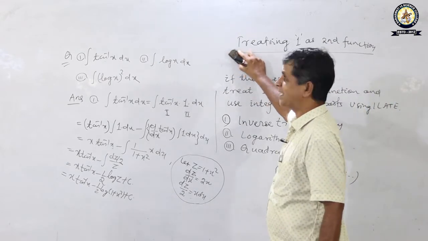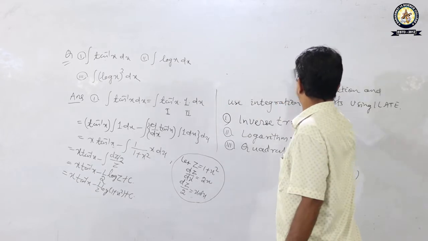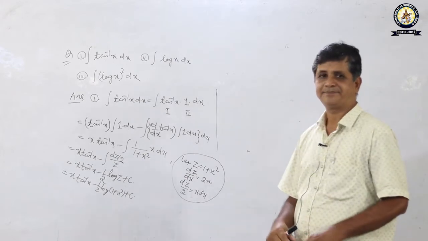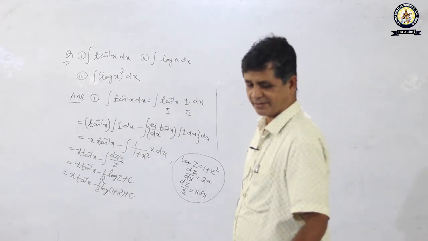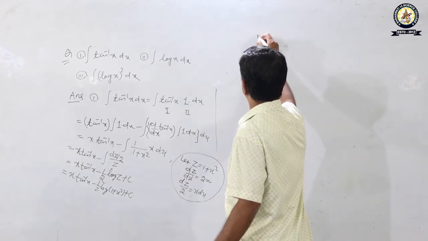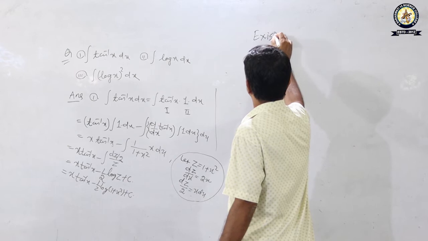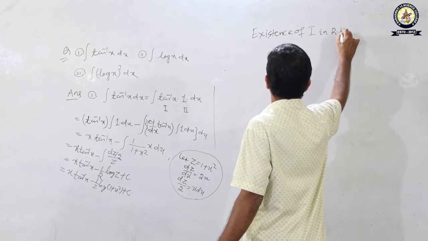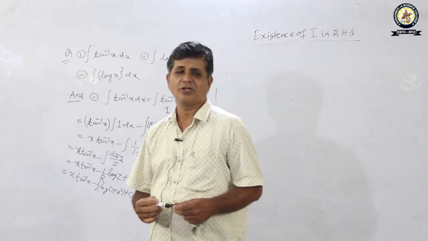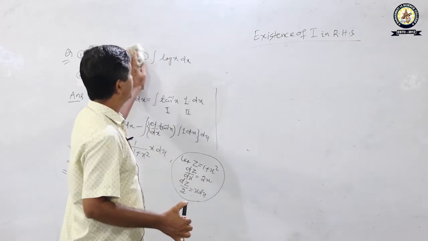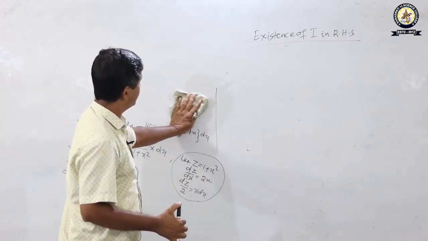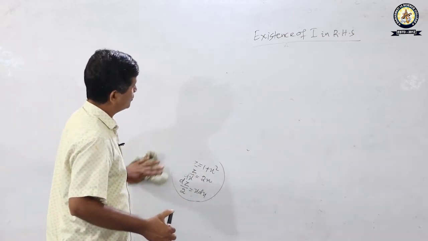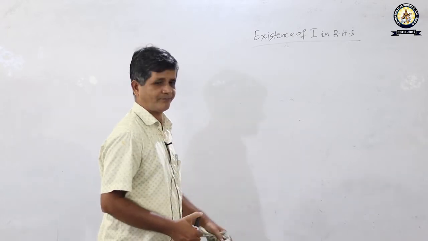And now we will read another case for integration by parts, another heading for integration by parts, that is existence of the same integrand, that is existence of I in RHS. I means integration. The integration of the same integrand obtained in RHS means when you take integration, the integration of the same function again exists in the RHS, which we solve to find the integration I.